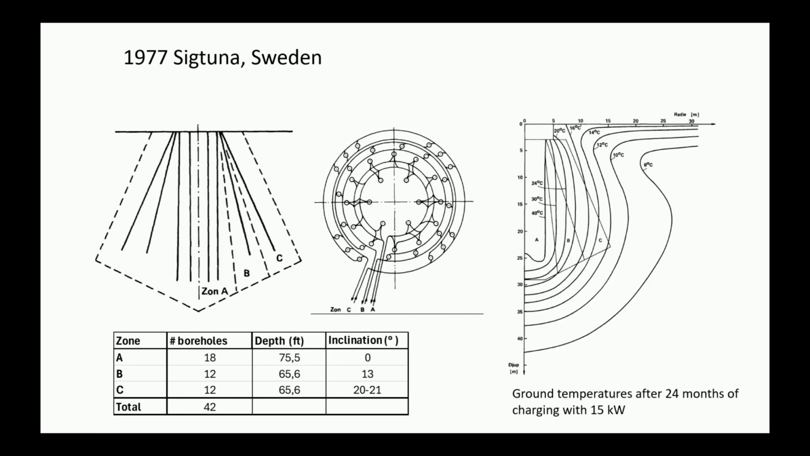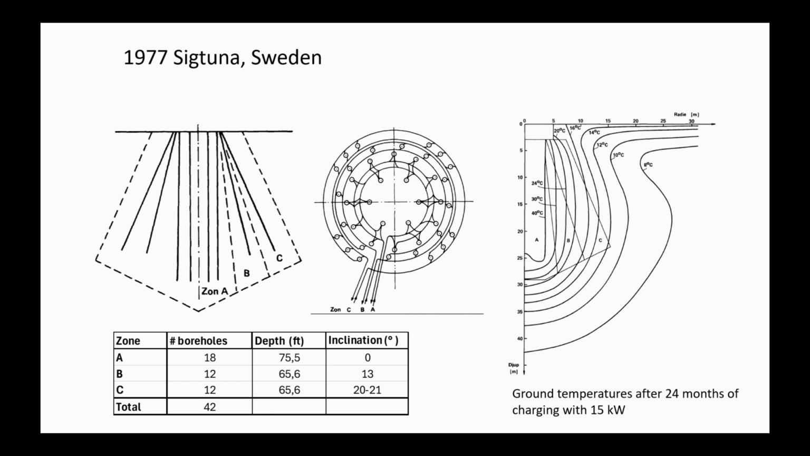To the left you can see the storage. It's basically 3 zones, A, B, and C, and below that you can see how it was configured. Zone A, the center one, had 18 vertical boreholes to a depth of 75 feet. In B, you had 12 boreholes to 66 feet with an inclination of 13 degrees. And in C, the inclination was increased to 20 degrees.